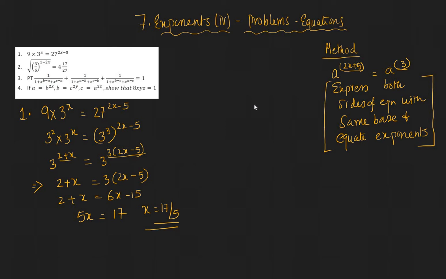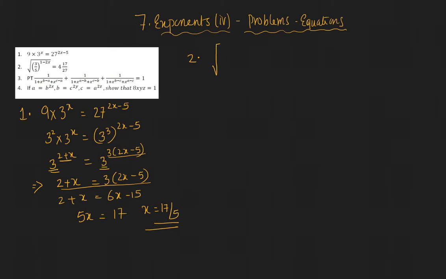So that's what we mean by express both sides of the equation with the same base, and here the same base is 3, and then we equate the exponents, which is 2 plus x is equal to 3 into 2x minus 5. Okay. So let's do the same thing for the second problem. So here's the second one.